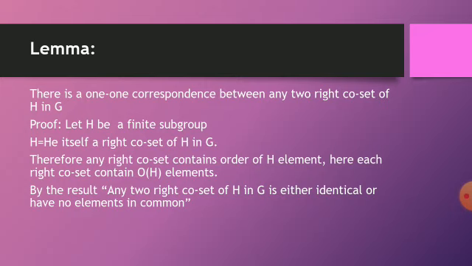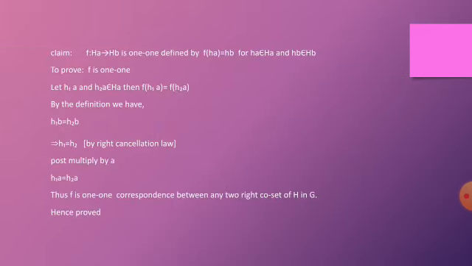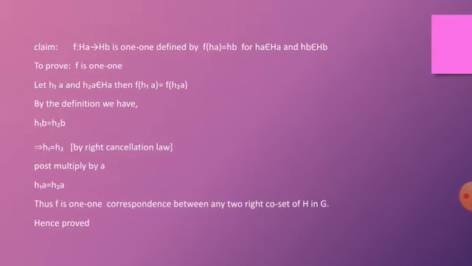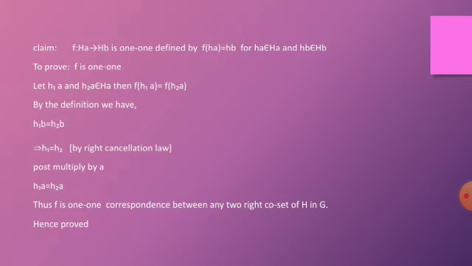By the known result, any two right cosets of H in G are either identical or have no elements in common. Claim: define a function f from HA to HB, which is one-to-one, defined by f of HA is equal to HB, for HA belonging to HA and HB belonging to HB.